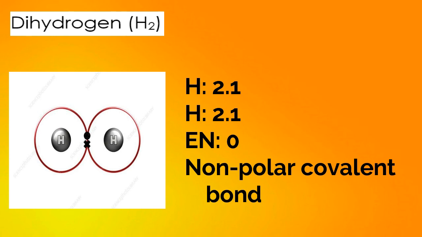Dihydrogen is consisting of 2 hydrogen atoms. These 2 hydrogen atoms equally share the electrons. The electronegativity value of hydrogen is 2.1. Since the 2 atoms share equal number of electrons, the electronegativity difference is equal to 0. Therefore, dihydrogen or hydrogen molecule forms a non-polar covalent bond.